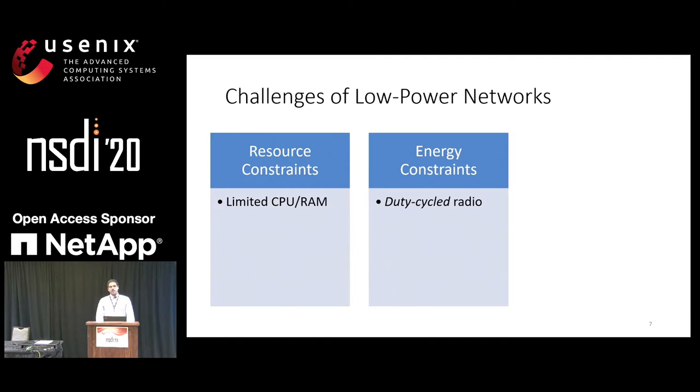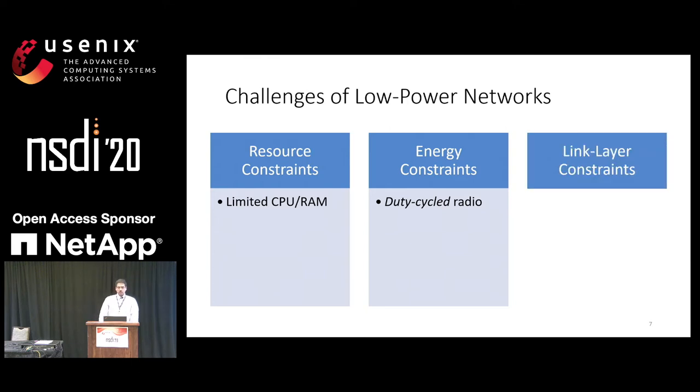And what that means is that you have to keep the radio off almost all the time, like say 99% of the time, and then rarely, like 1% of the time, you turn on the radio and only then can you receive packets. And because we still want to provide an always-on illusion to applications using these networks, we need some scheduling at the link layer in order to manage when these radios are on and when packets are sent.